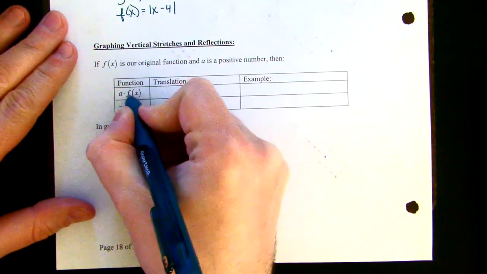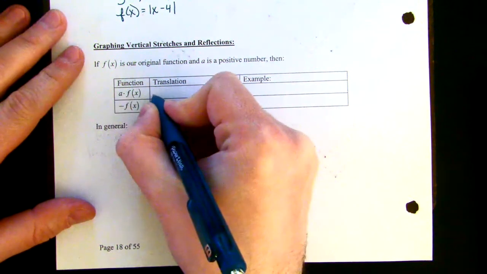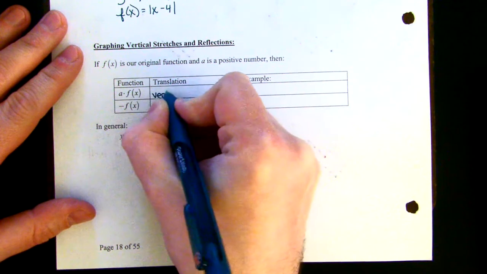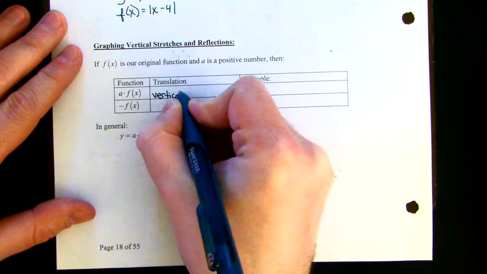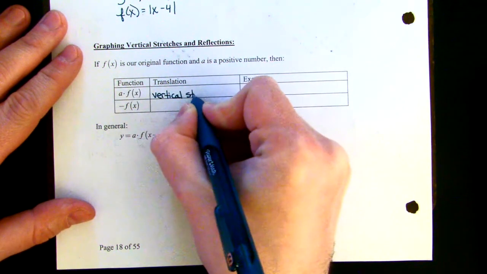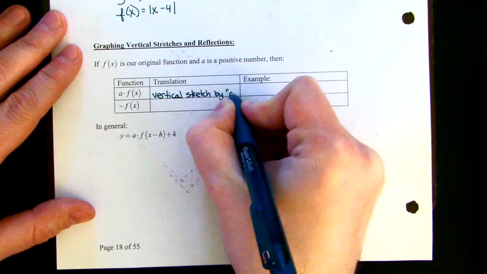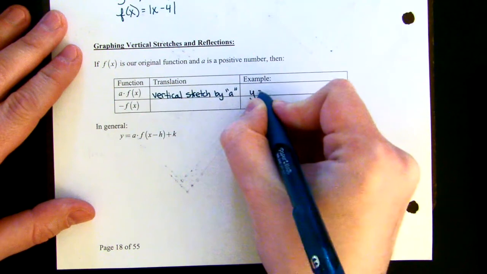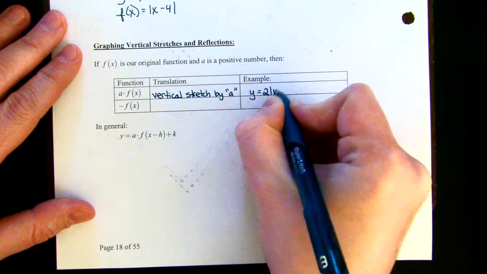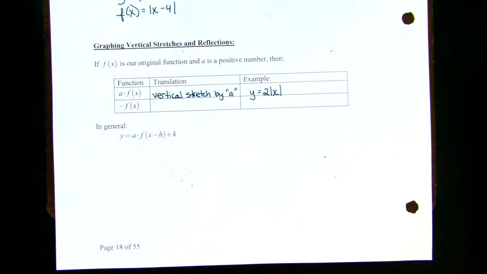I want to say if we're multiplying our function by a number, it's going to create a vertical stretch by a factor of a. For example, maybe y equals 2 times the absolute value of x. The reason I want to talk about this in terms of a vertical stretch rather than changing the slope is we're going to see as we move through this course, these rules will apply to any graph that we look at. It'll deal with parabolas and other things.